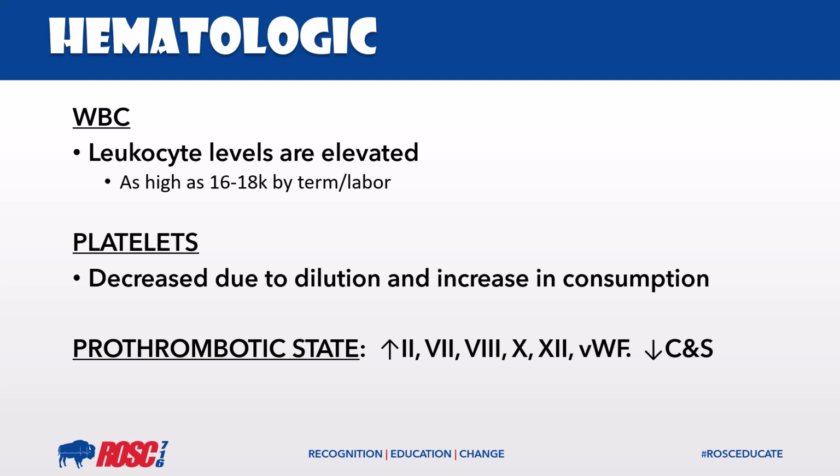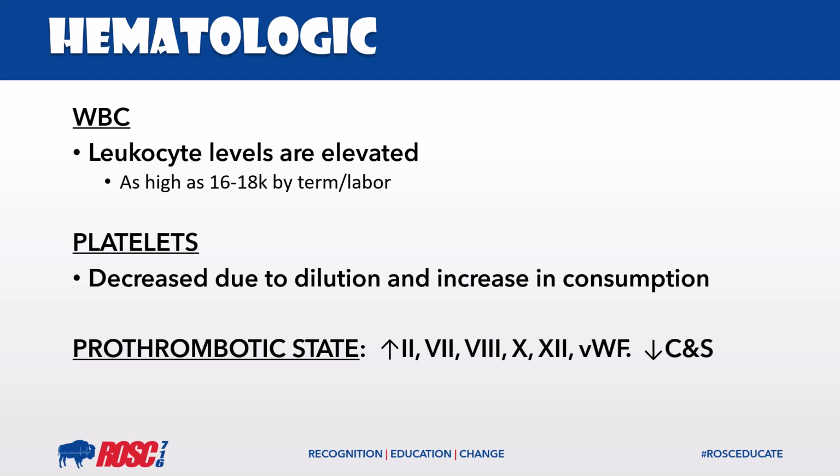Leukocytes are generally elevated during pregnancy, and these can escalate as high as 16 to 18K by term and by labor. So this obviously complicates investigations when looking at sepsis. I would set your red flag value as greater than 20K. No pregnant woman should have a white count greater than 20,000.